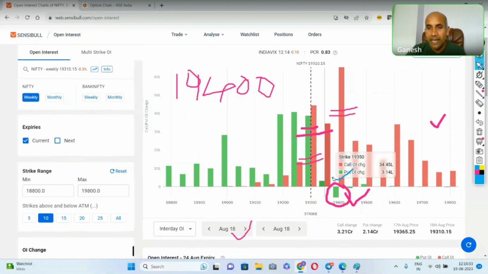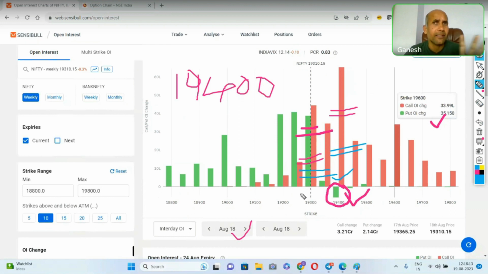You can also exit this and maybe roll down to 19,400. This is an idea. I'm not telling you to trade like this. This is an idea you can plan. This is what has happened, so this is how you can think. Accordingly, you can make adjustments to your trade.